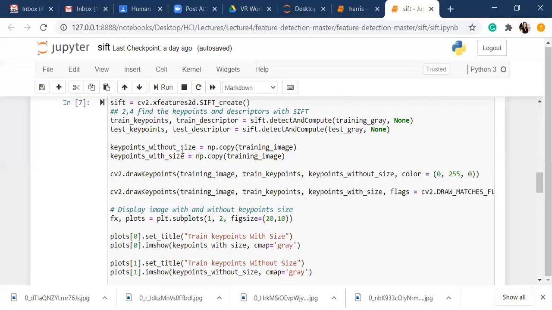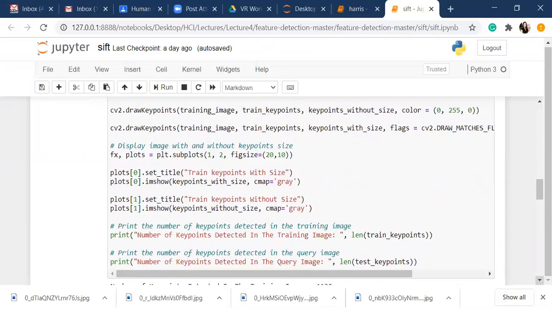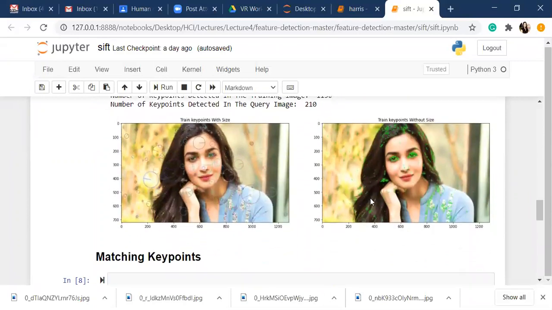Now, key points without size and key points with size. What is the meaning of without size and with size? That I will tell you soon. Then draw key points. In the draw key points, you have to pass the training image first, then the train key points, this one the key points without size, and the other one the key points with size. Now it's time that I elaborate what key points without size and with size mean. That is the feature detection.